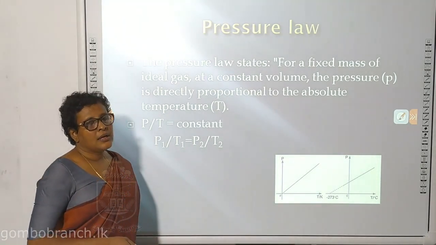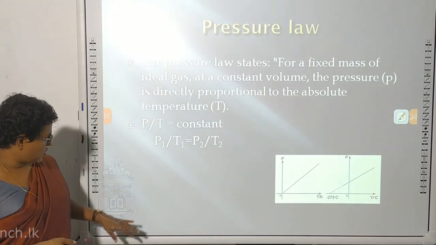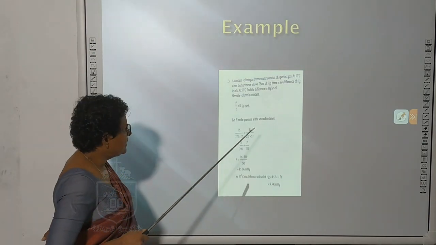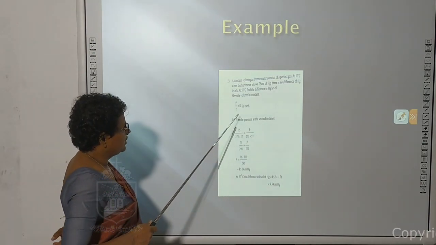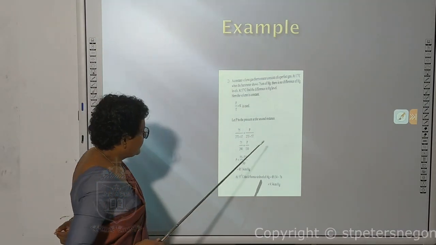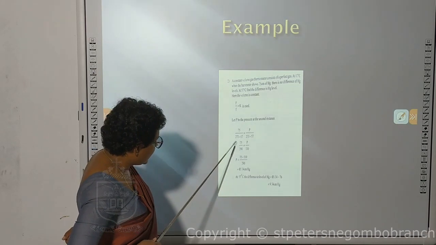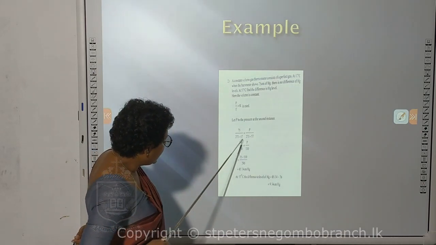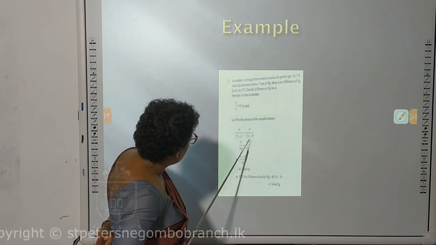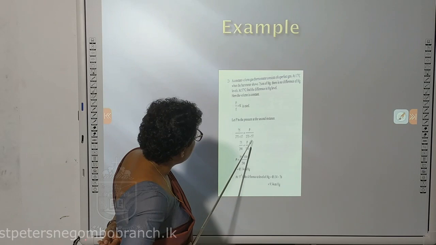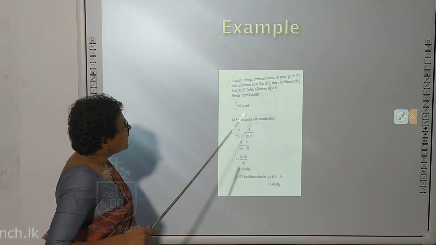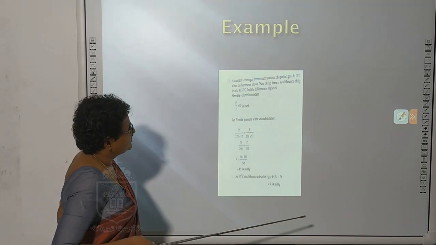As earlier, I explained the Boyle's law. Now, see this example. Here I have used the pressure law, P over T equals constant, right? So, this is also very simple. The first instant, the temperature is 273 plus 17, right? Second instant, 113 plus 5. So, you can calculate the pressure here.